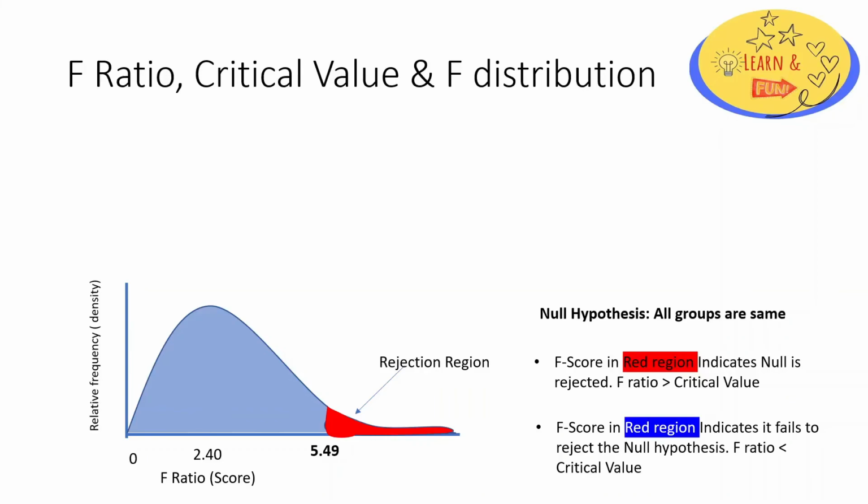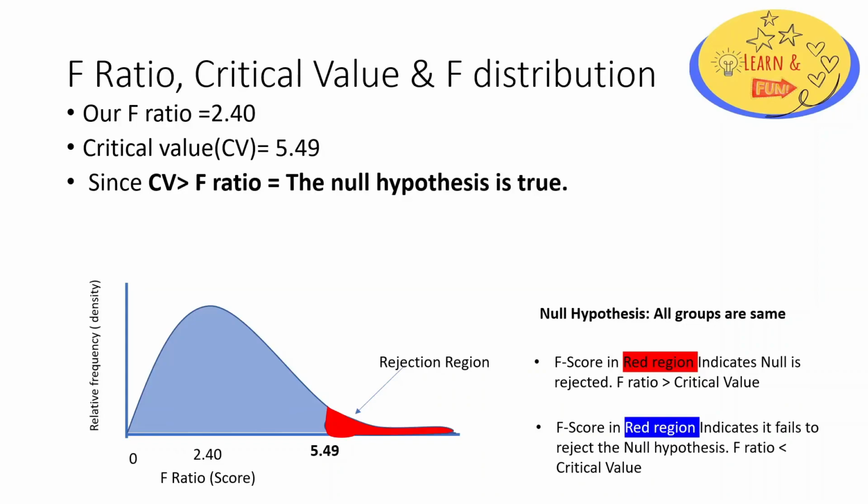But just imagine this F score is, let's say, more than 5.49. Then it is somewhere in the red zone, and if it is in the red region, you can safely reject your null hypothesis. For example, let's say the F ratio value is 10.40. Then you can safely say that the null hypothesis is rejected, which basically means the groups are actually different. But in this case, we do not have that liberty, as our score is less than the critical value. So F ratio 2.40, critical value 5.49. The condition is that the critical value is greater than F, so the null hypothesis is true in this case, and our conclusion is that all groups are the same in terms of variability, or in terms of the mark score, or whatever values they have.